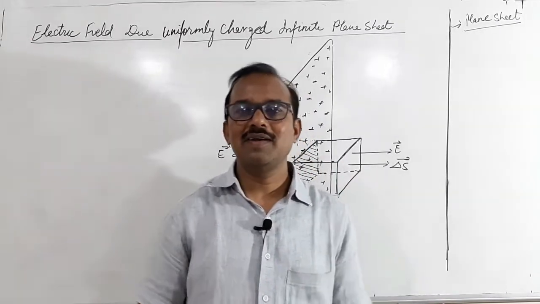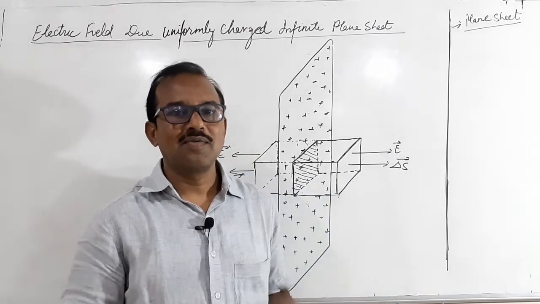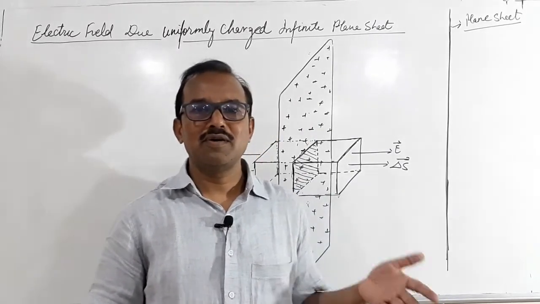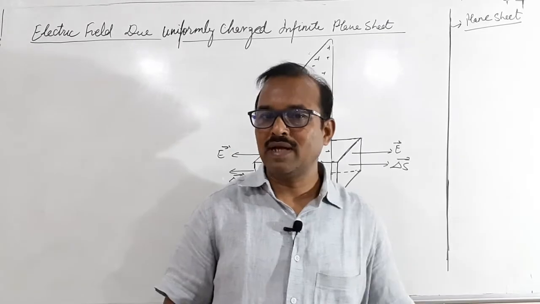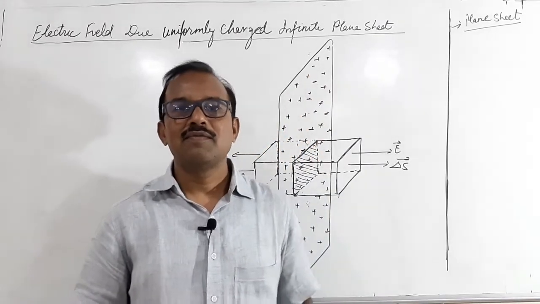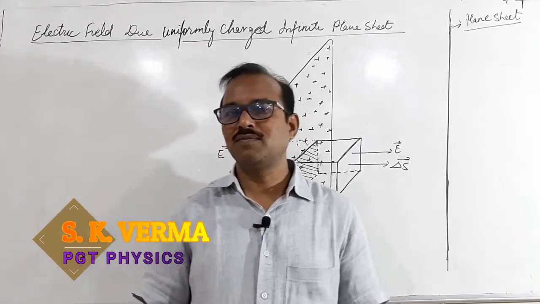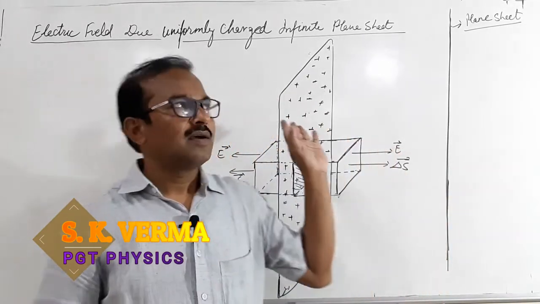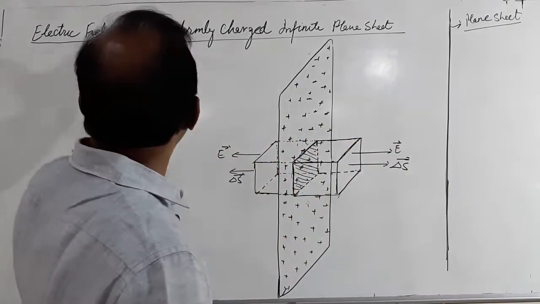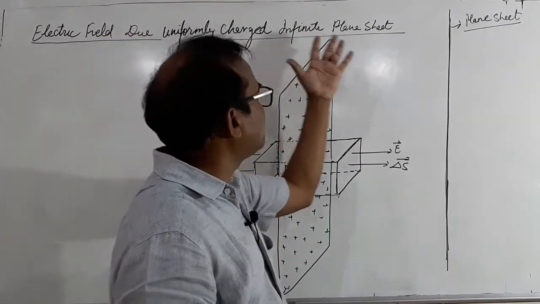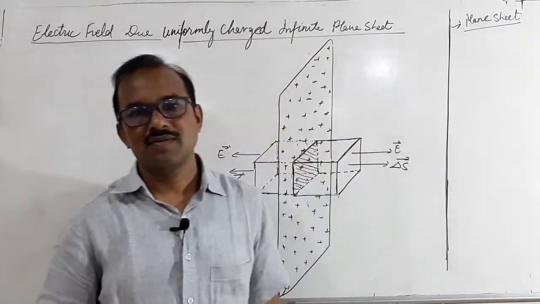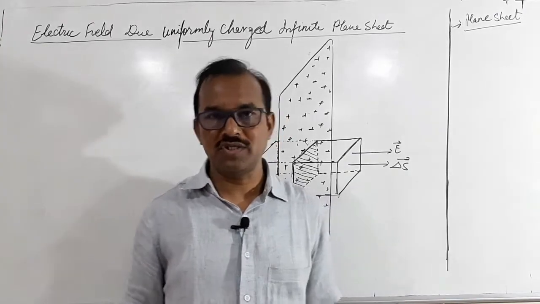Okay, here is the application of Gauss law. In continuance of that application, where we have found out the electric field due to linear charge distribution, here we find the electric field due to a uniformly charged infinite sheet. Infinite sheet means a very large sheet.